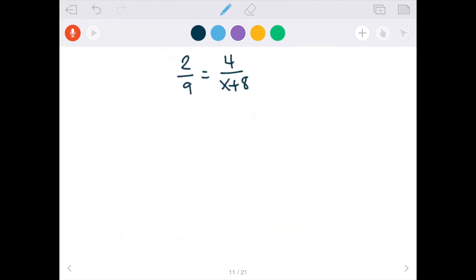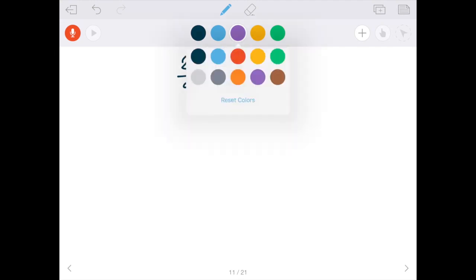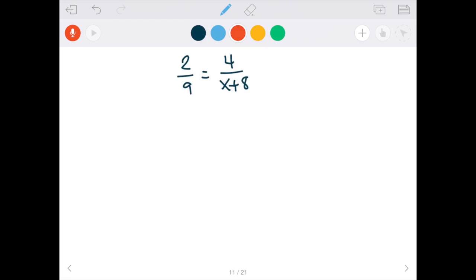Now, moving on to proportions. So if you remember, a proportion is two fractions that are equal to each other. And when two fractions are equal to each other, let me switch colors, you are allowed to cross multiply. And in fact, this is the only time that you can cross multiply, when you have two fractions that are equal to each other.